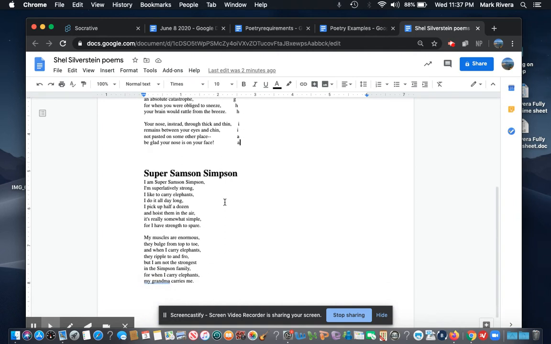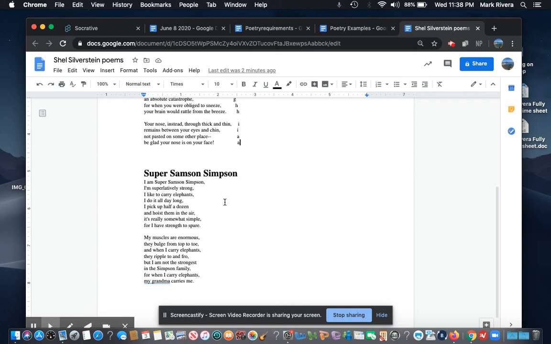I am Super Samson Simpson. I'm superlatively strong. I like to carry elephants. I do it all day long. I pick up half a dozen and hoist them in the air. It's really somewhat simple, for I have strength to spare. My muscles are enormous. They bulge from top to toe, and when I carry elephants, they ripple to and fro. But I am not the strongest in the Simpson family, for when I carry elephants, my grandma carries me.